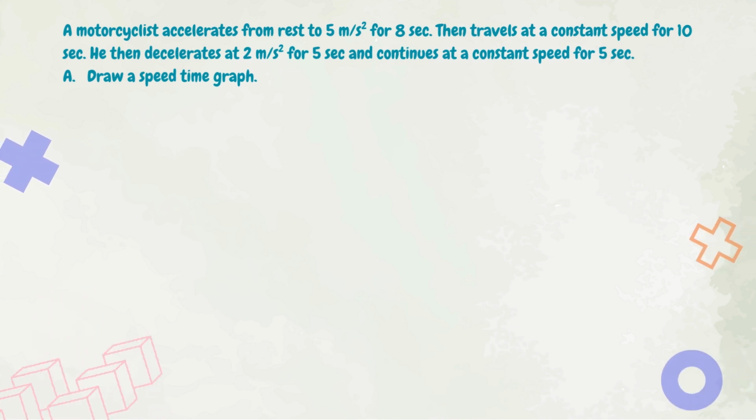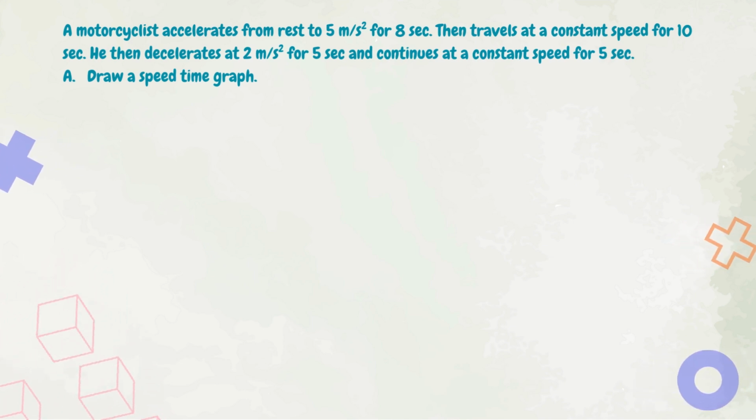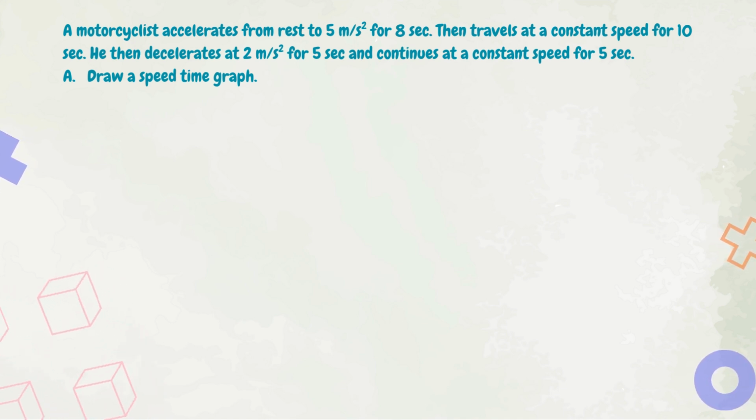Let's consider an example. A motorcyclist accelerates from rest at 5 meters per second squared for 8 seconds, then travels at a constant speed for 10 seconds. He then decelerates at 2 meters per second squared for 5 seconds and continues at a constant speed for 5 seconds. A. Draw a speed time graph.